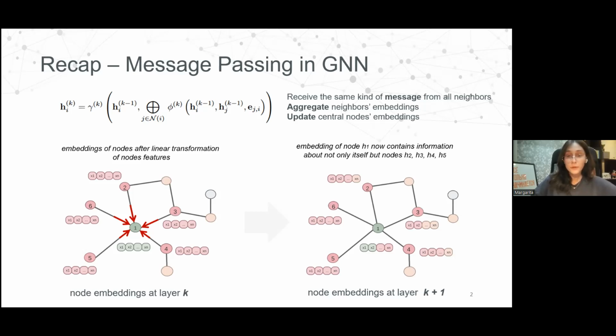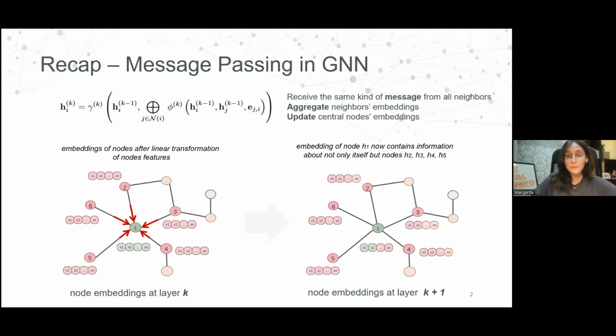After this, for each node, we aggregate all messages via the permutation invariant function, such as sum, mean, max, and so on. And finally, we apply a nonlinear update function, here gamma in the formula, that combines a node's own hidden state with the aggregated messages from the neighbors. And all this gives us a new hidden state, new embeddings for each node.